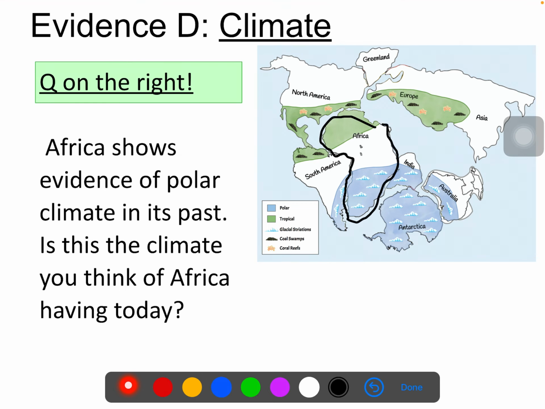So when we think about the question on the right, Africa in particular, Africa is showing evidence of polar in its past. Is that the kind of climate you think about of having in Africa today? So you should be able to circle your thoughts there. And hopefully your connection is no, right? We think about a lot of desert and heat there in Africa. Definitely not glaciers existing there today.